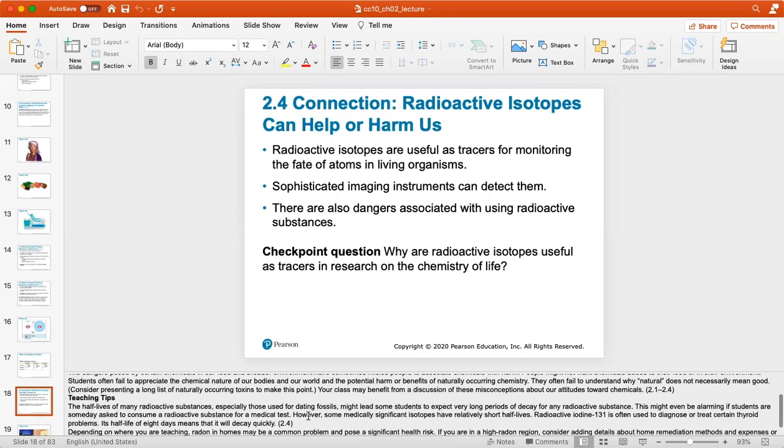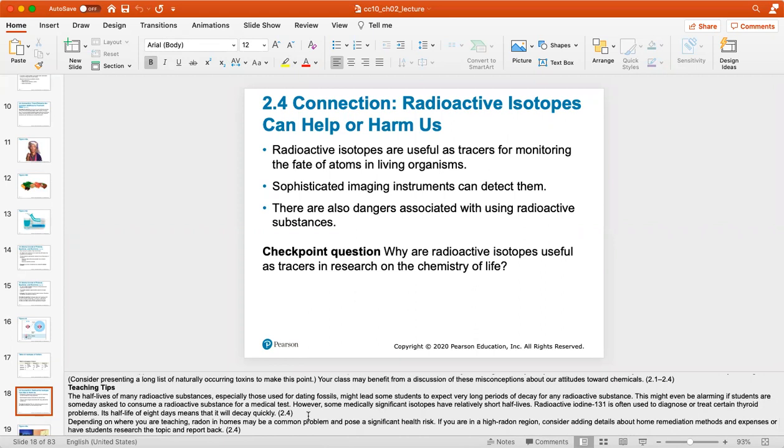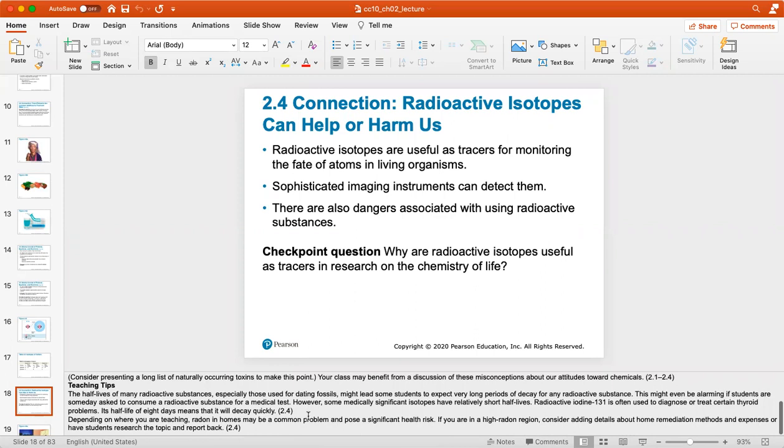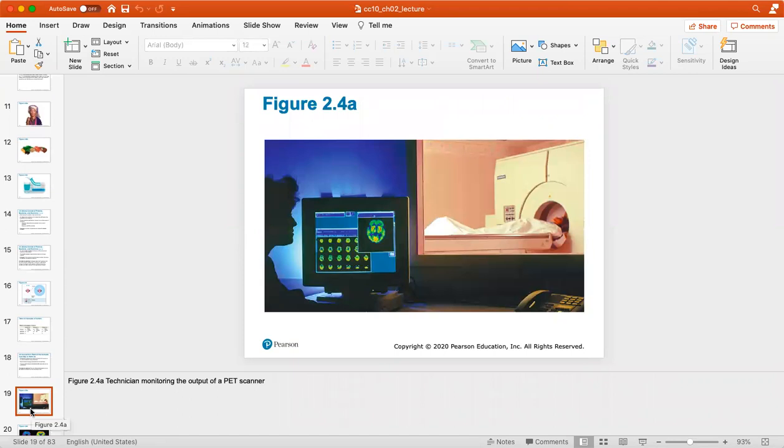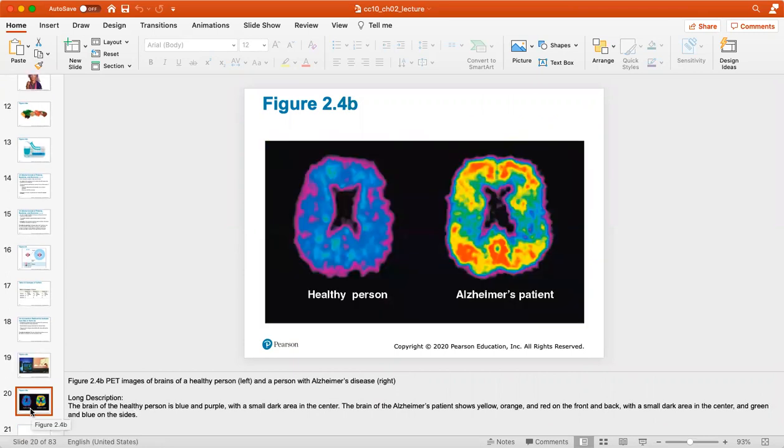That's just because in the chemistry of life, these radioactive isotopes can be seen with an imaging software system. So if you put this dye of radioactive isotopes in, you're able to see this on an imaging, and it can be very helpful to detect things. Here's a technician monitoring the output of a PET scanner of the brain, which can be really helpful for detecting any sort of tumors or abnormal electrical activity of the brain.